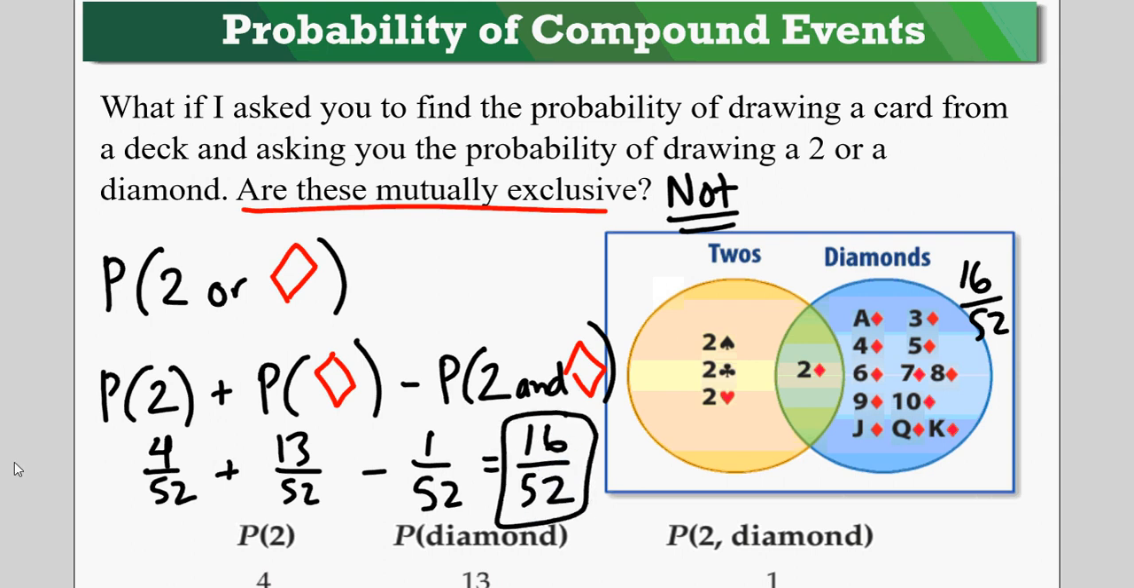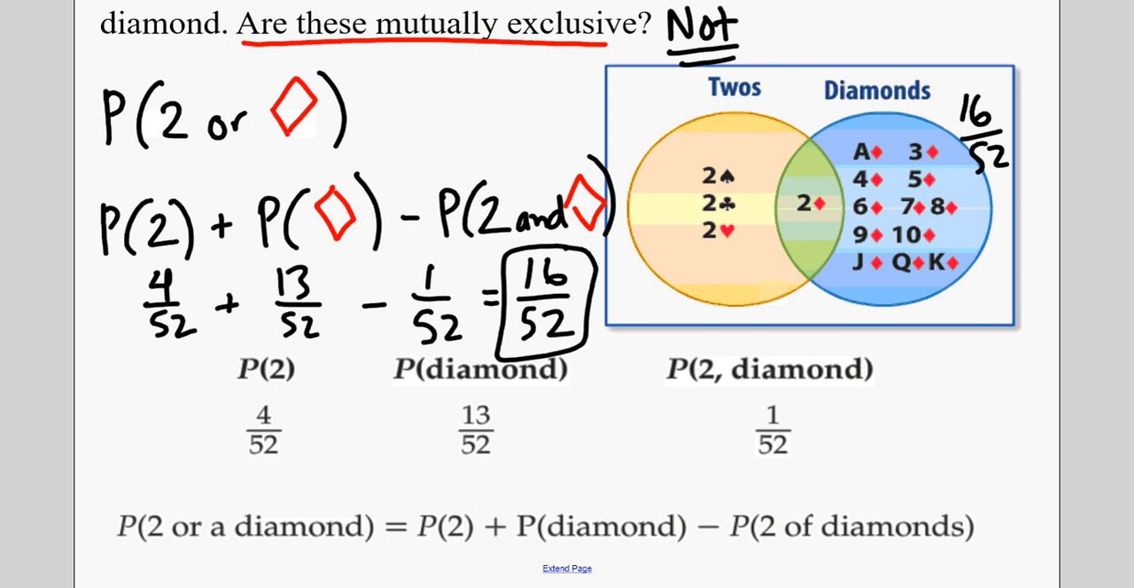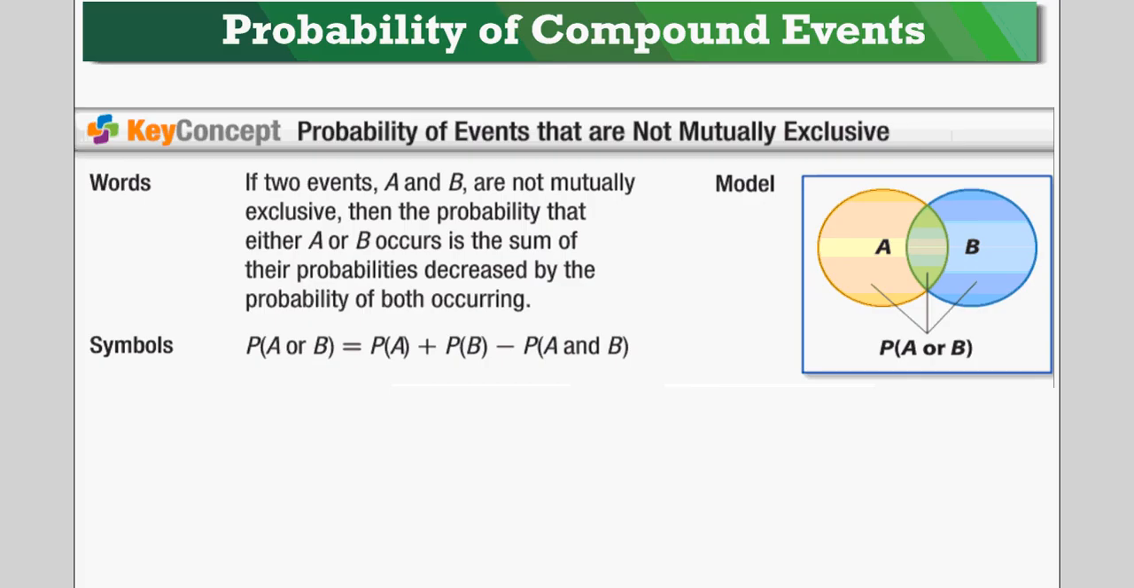So if there is overlap, you need to subtract off that overlap because it got counted twice. If I use highlighter, you'll see I count all 4 of those, and then I go and count all 13 of those, but this 2 just got highlighted twice, so I need to subtract it off once. So that's the formula that we use if 2 events are not mutually exclusive. They are not mutually exclusive if they overlap. They are not separated. They can occur at the same time.